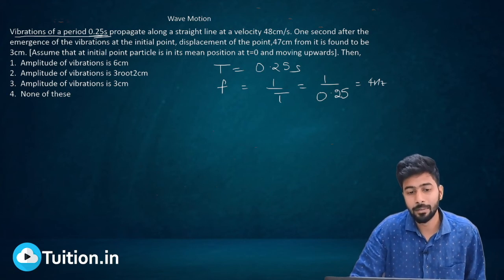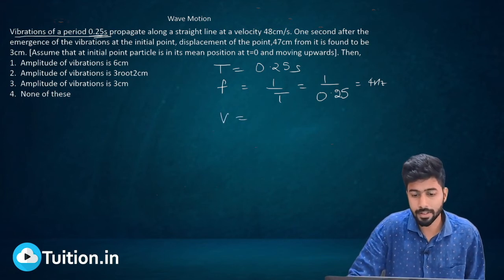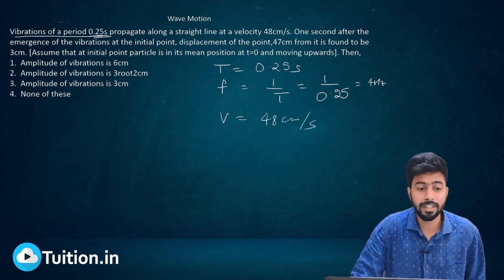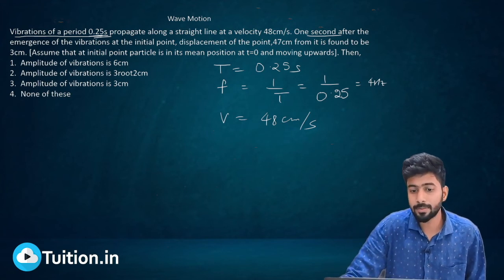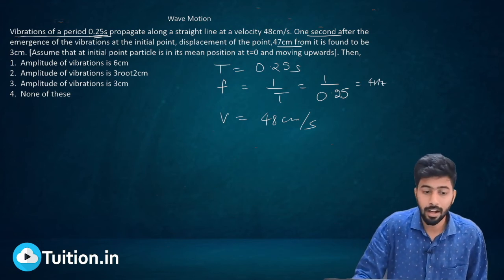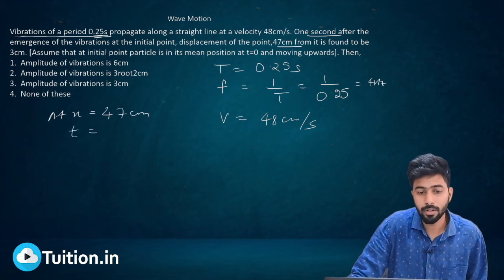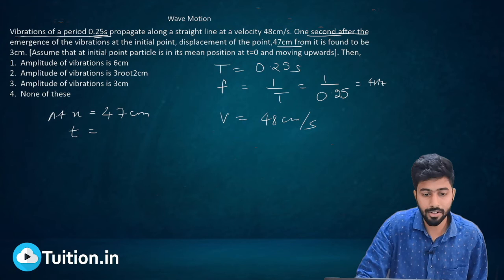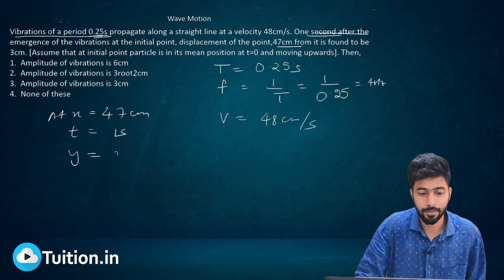Propagates along a straight line at a velocity of 48 centimeter per second. So velocity is given, the velocity of the vibration, that means indirectly the velocity of the wave is given to you, 48 centimeter per second. 1 second after the emergence of the vibrations at the initial point, the displacement of the point 47 centimeter from it is found to be 3 centimeter. That means at x equal to 47 centimeter and t equal to 1 second, your displacement is found to be 3 centimeter, right? So this is another data that's given to you.